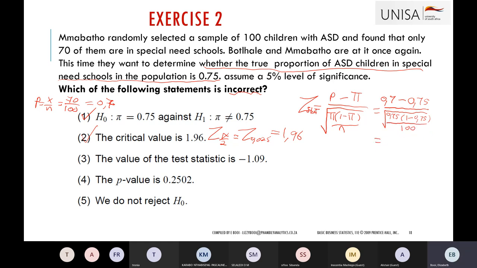And what do you get? What is the test statistic? It's minus 1.154, and we need to leave it at two decimals, so it's minus 1.15. Therefore, this option is incorrect. But we can go through the whole set of questions.